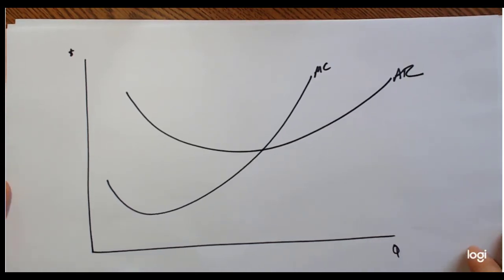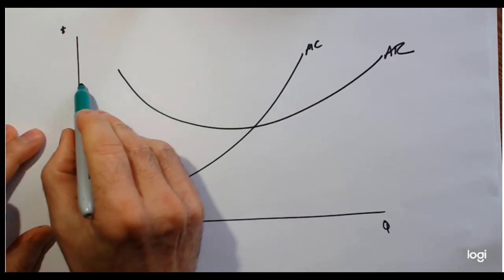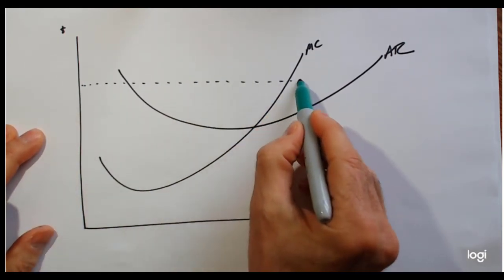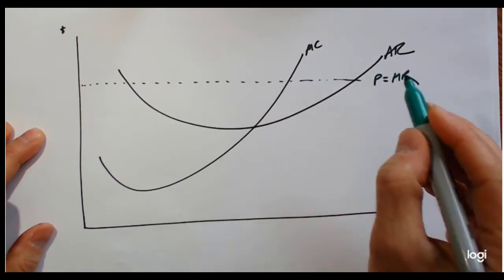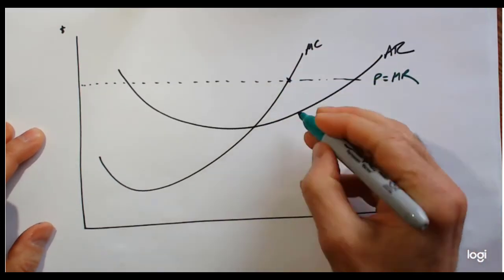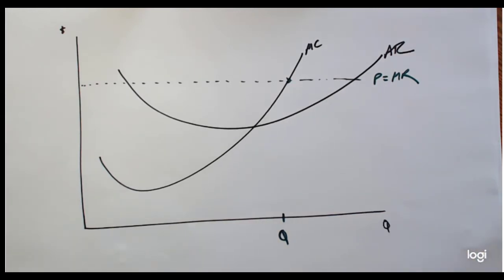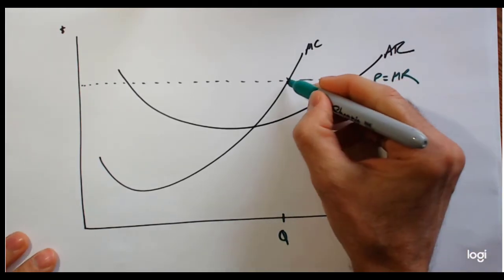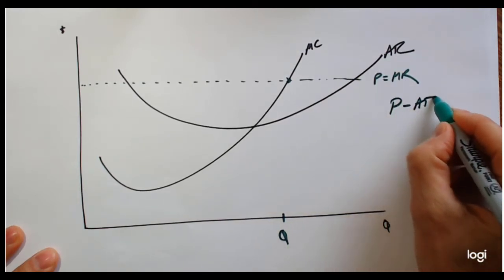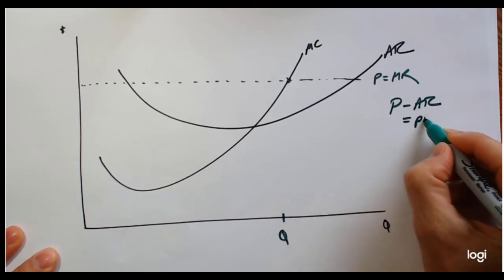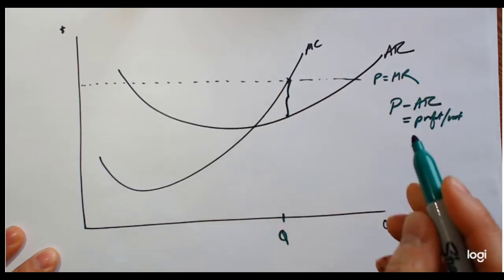Here we have a nice cleaned up graph. And let's say our price, which equals marginal revenue, is right here. Okay, so remember, margins determine our quantity, so we're going to produce here if we can. And let's see, is it profitable to produce there? Yes, it is, because we're going to take price minus the average total cost, and that's going to be our profit per unit. And that's here. Profit per unit is right here.